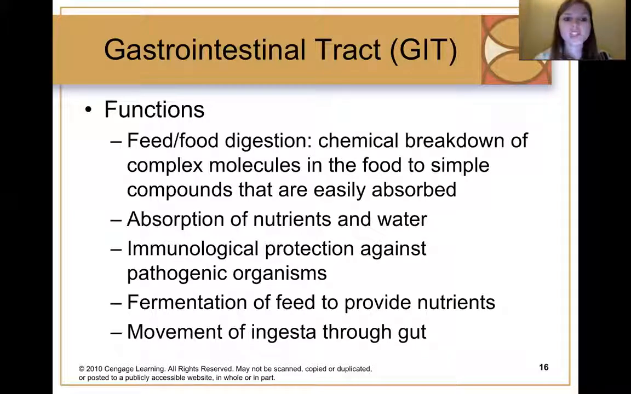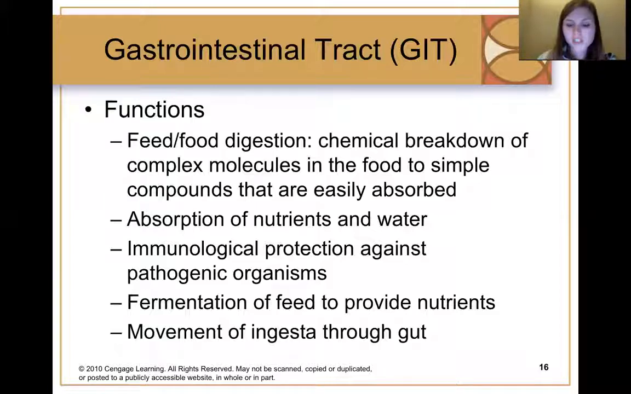The main functions of the gastrointestinal tract are feed and food digestion. Just a quick terminology distinction here: if something is being fed to animals, it is called feed. If it's for humans, it's food. It's a little bit of terminology that you may see here or there, the proper term for each of those. A lot of people say pet food, but pets are animals, so technically the real way to say that would be pet feed. It's a key distinction that we'll probably get into a little more in the next lesson, which will be on animal nutrition. Just a little tidbit there.